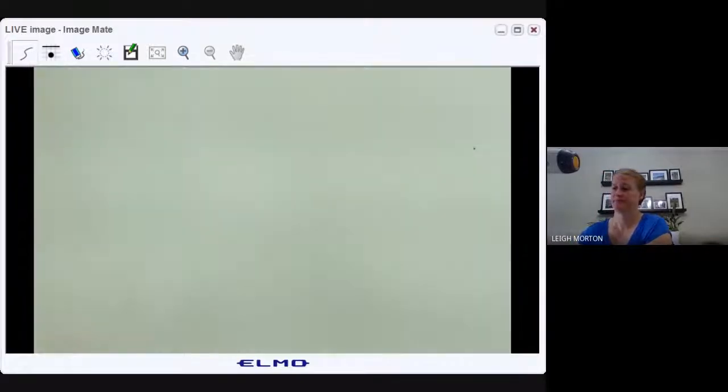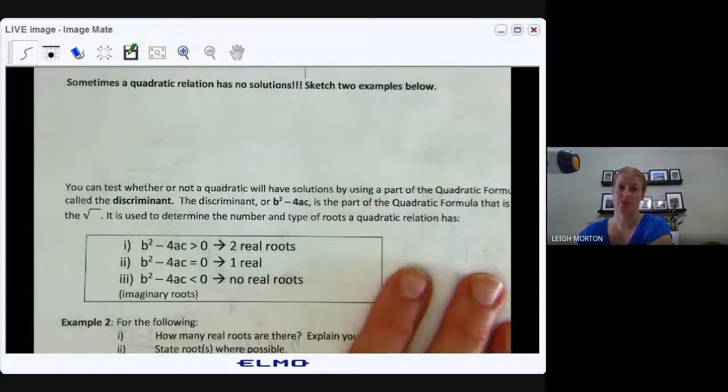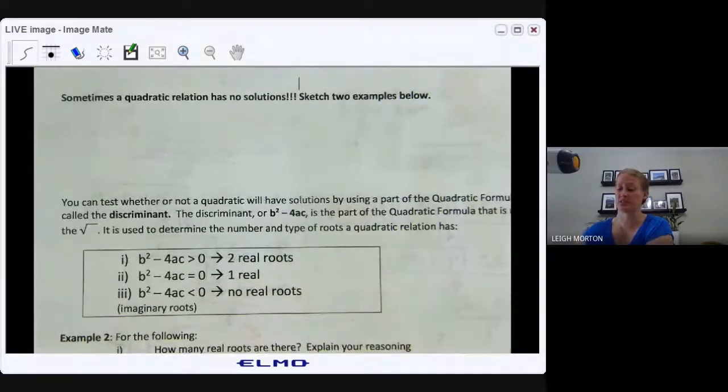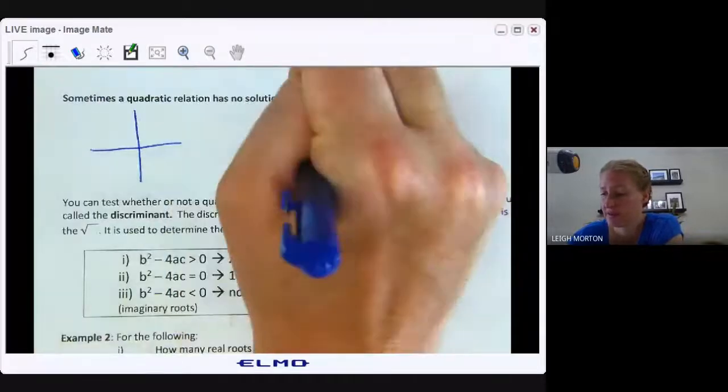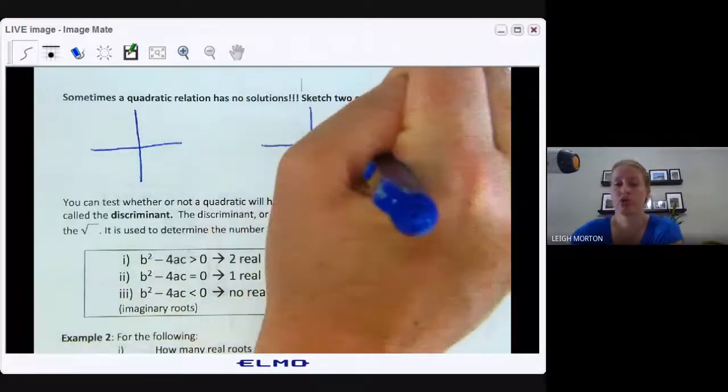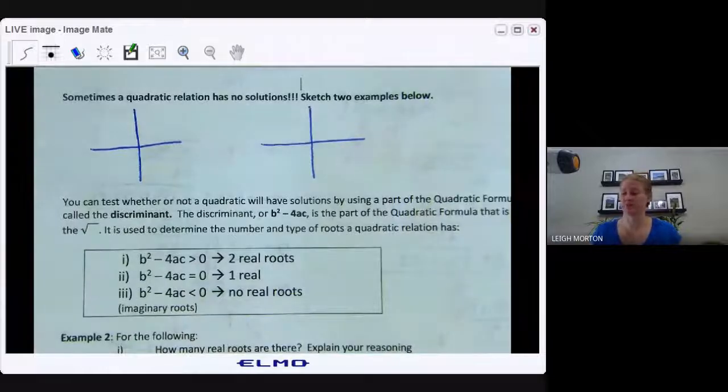Okay. Sometimes a quadratic relation has no solutions. Draw two parabolas for me that have no solutions, no roots, no zeros.